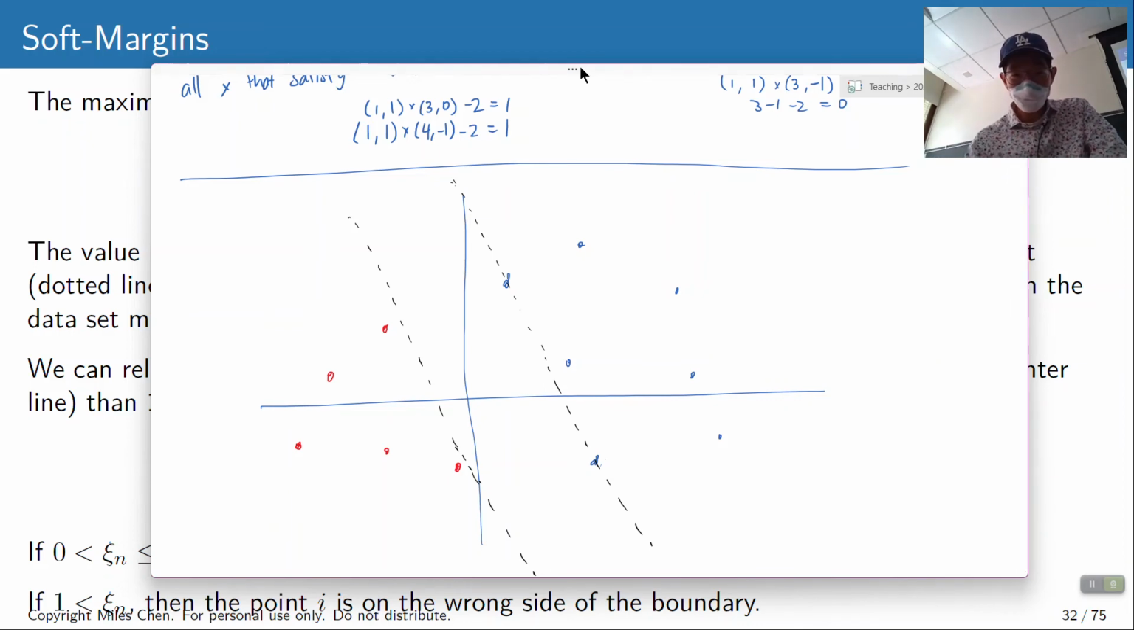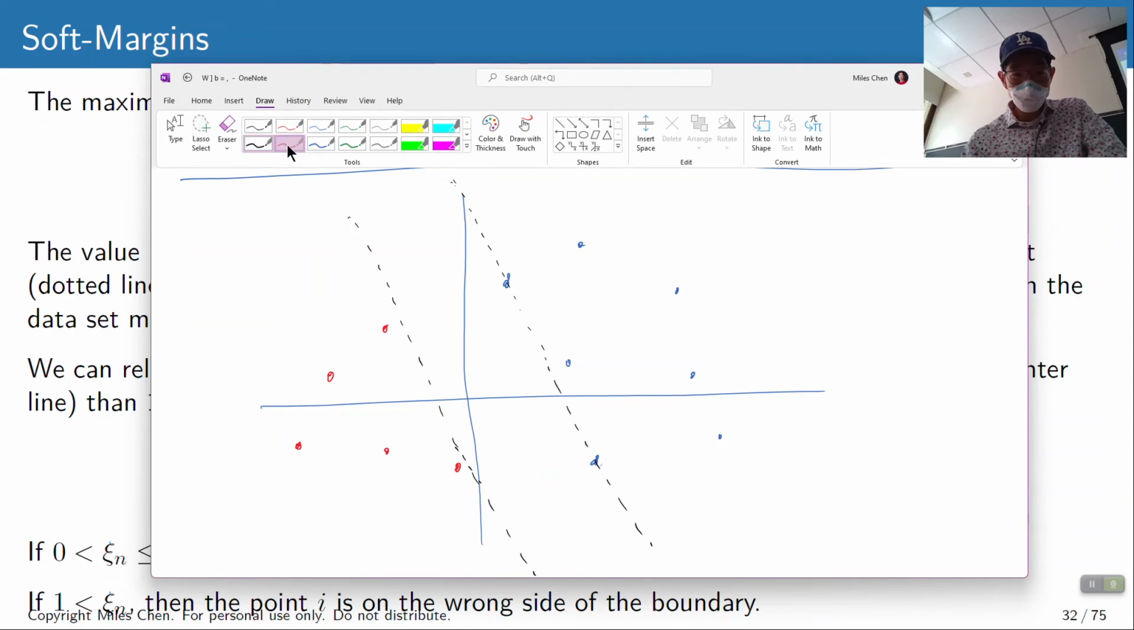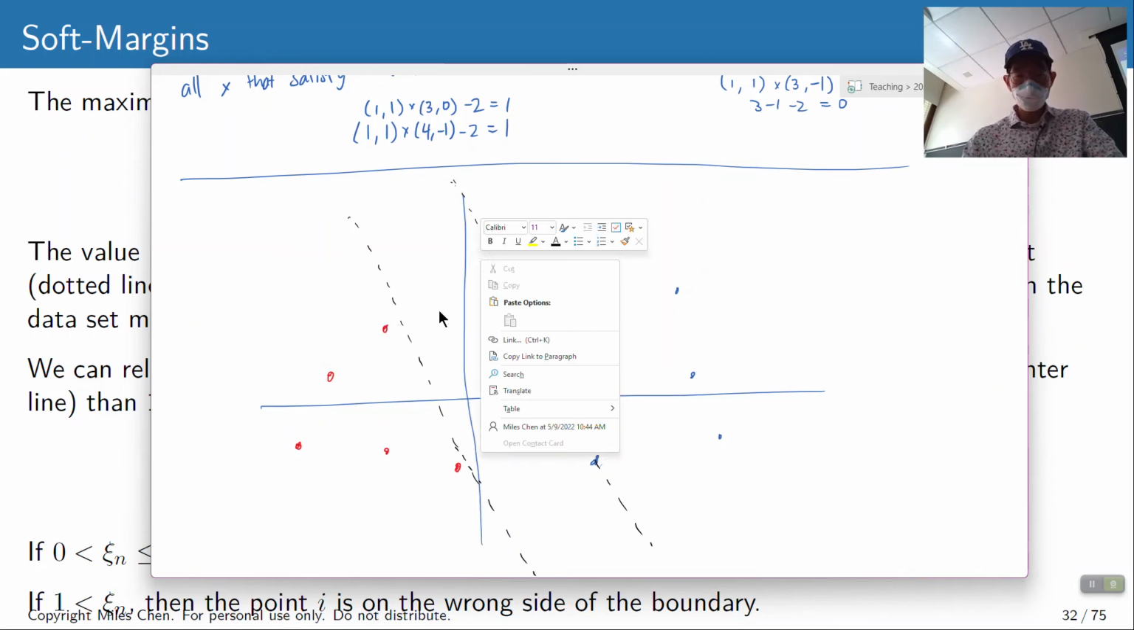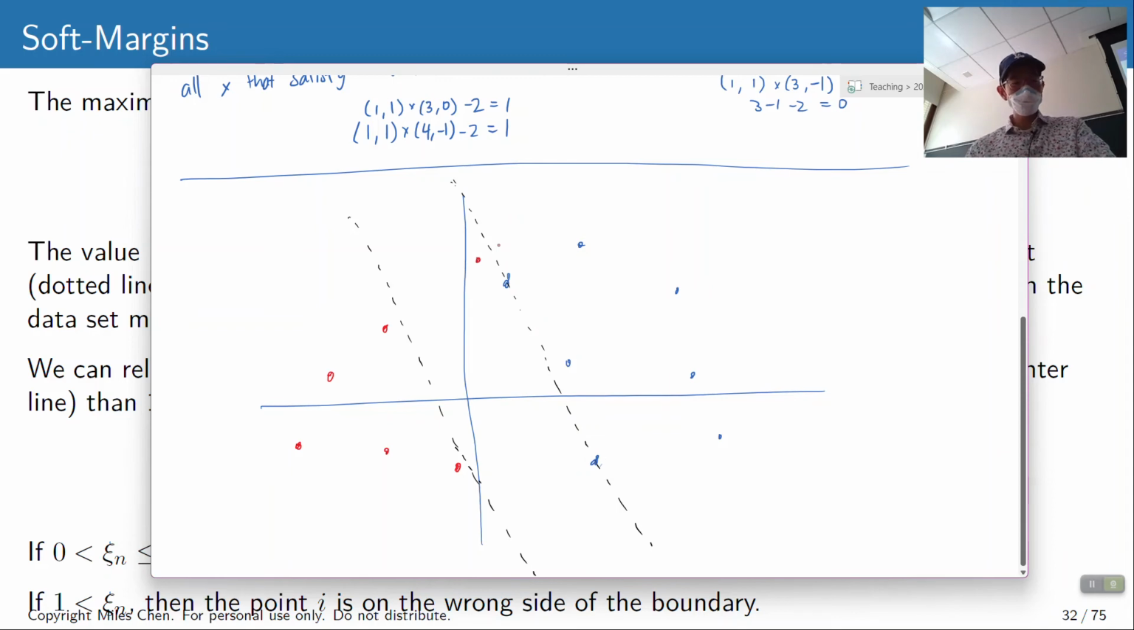Now, what if we had a point right here? If I put a point right there, where would my maximum margin classifier end up being? With a point right there, the new boundary would have to look something like this. It's so hard drawing a straight line.